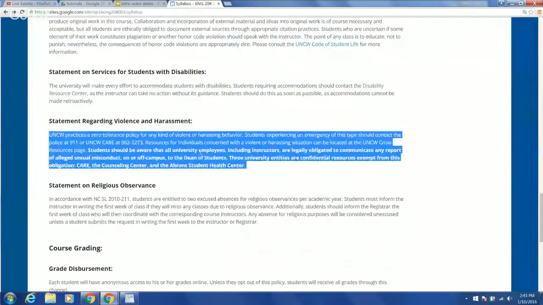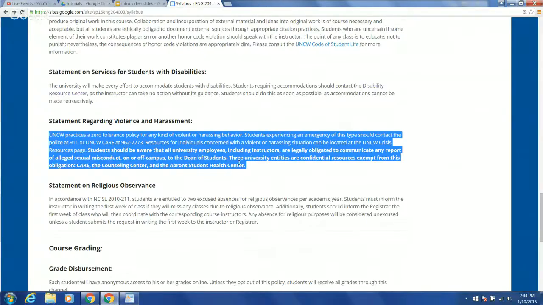Something to be aware of about this policy is all university employees, and that includes me and your other instructors, we're all legally obligated to report any alleged sexual misconduct on or off campus to the Dean of Students. That's not to discourage you from talking to me. I'm always available if you need to talk to me about harassment. Just be aware that I do legally have to report to the Dean of Students about that.